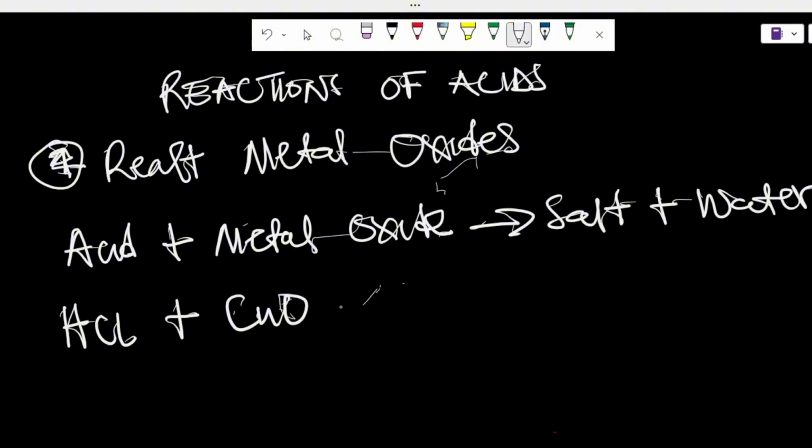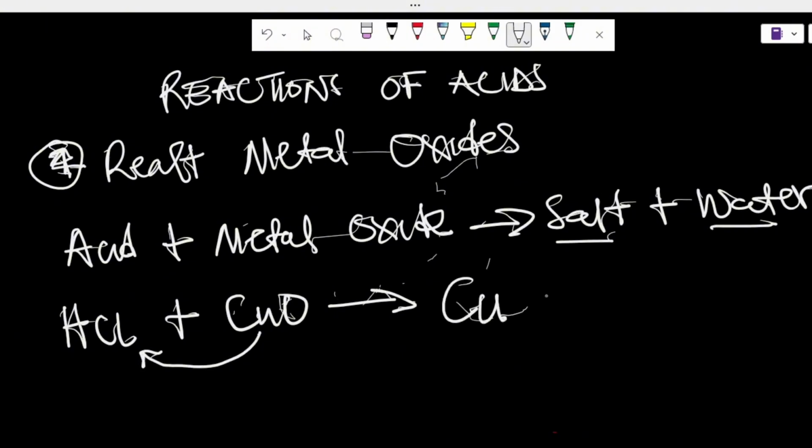So when hydrochloric acid reacts with copper oxide, what are we going to get here? Notice that we have to get salt and water. So in this case, salt will be copper reacting with chloride ions. So we're going to get copper chloride, and we are also going to get water here. So make sure that you know how these reactions are taking place.